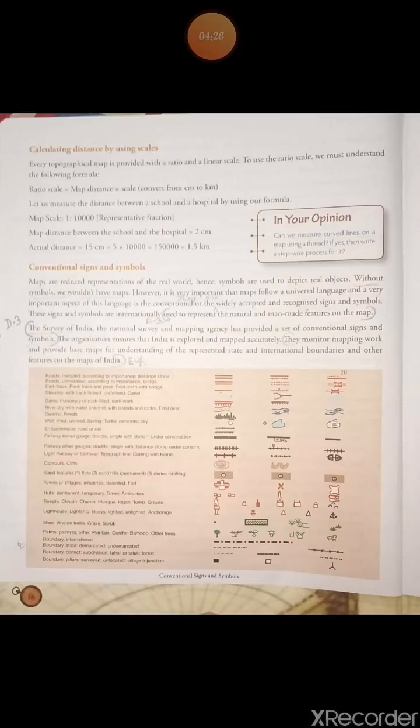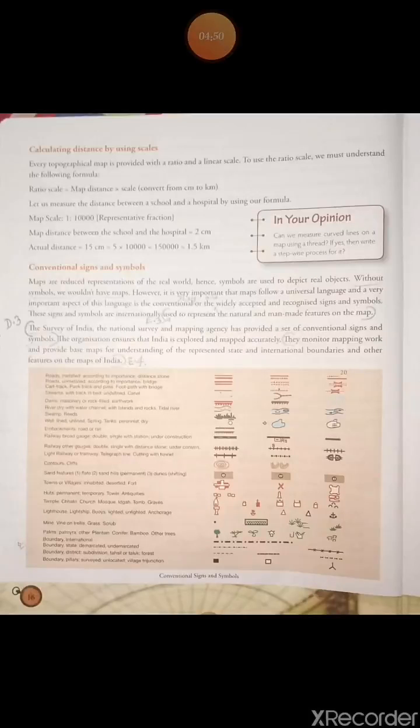So now the actual distance in reality is equal to 2 into 10,000. That means if 1 centimeter is equal to 10,000 centimeter, so 2 centimeter is equal to 2 into 10,000 centimeter. That is equal to 20,000 centimeter.